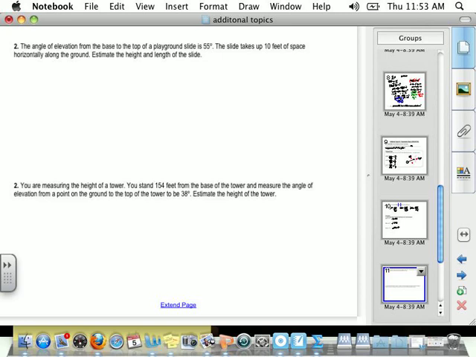All right, the angle of elevation from the base to the top of a playground slide is 55 degrees. So this is our ladder. Here's our slide. We have our little person on the slide. That's me. Whee! So it says the angle from the ground to the top of the slide is 55 degrees. The slide takes up 10 feet of space horizontally along the ground. So this is 10 feet. Estimate the height and the length of the slide. So I'll call H the height, L the length.